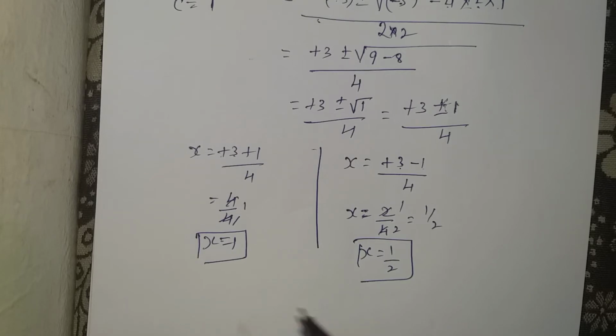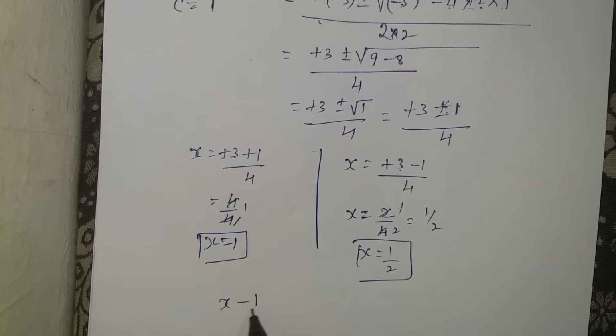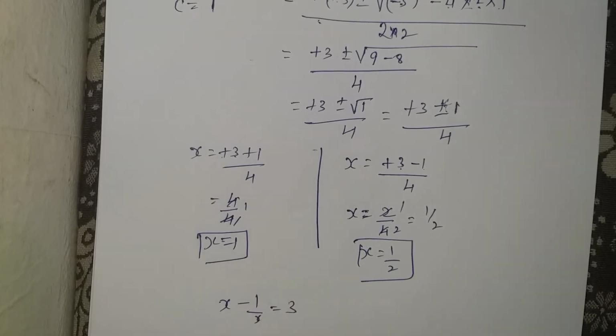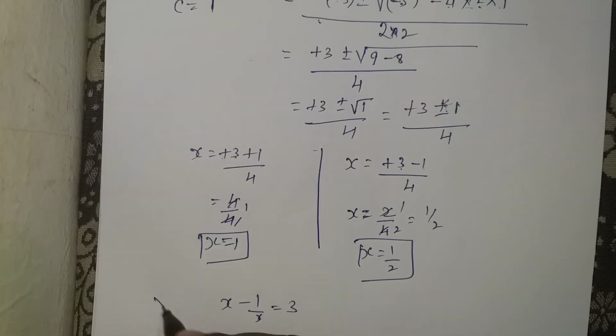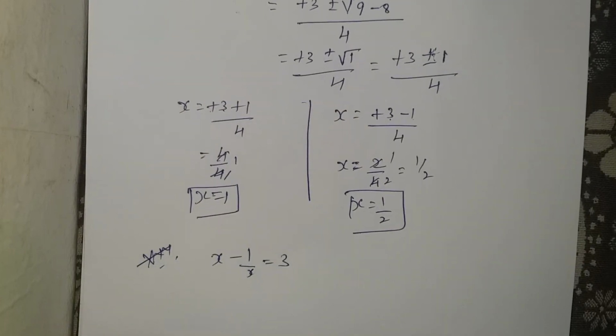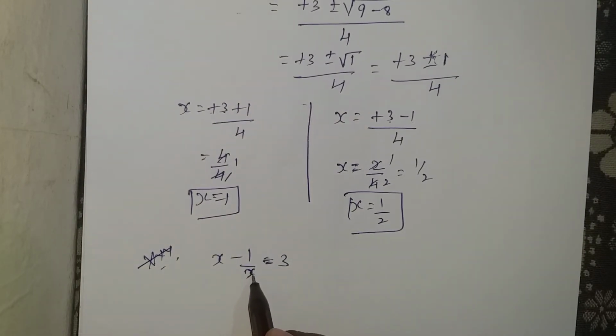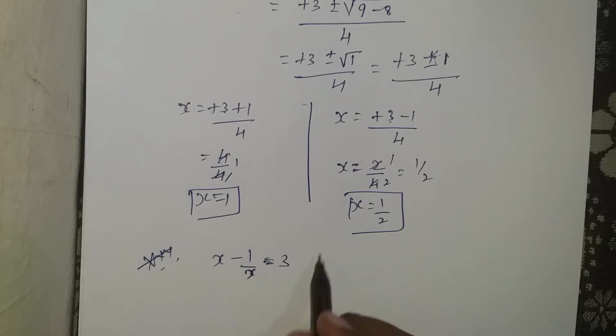Got it? See here, in a particular given equation, x minus 1 by x is equals to 3. This question is very important question. Okay, x minus 1 by x is equals to 3. You need to solve and you need to find the values of x. See, the x is down, right? So I don't have x square. Is this a quadratic equation?